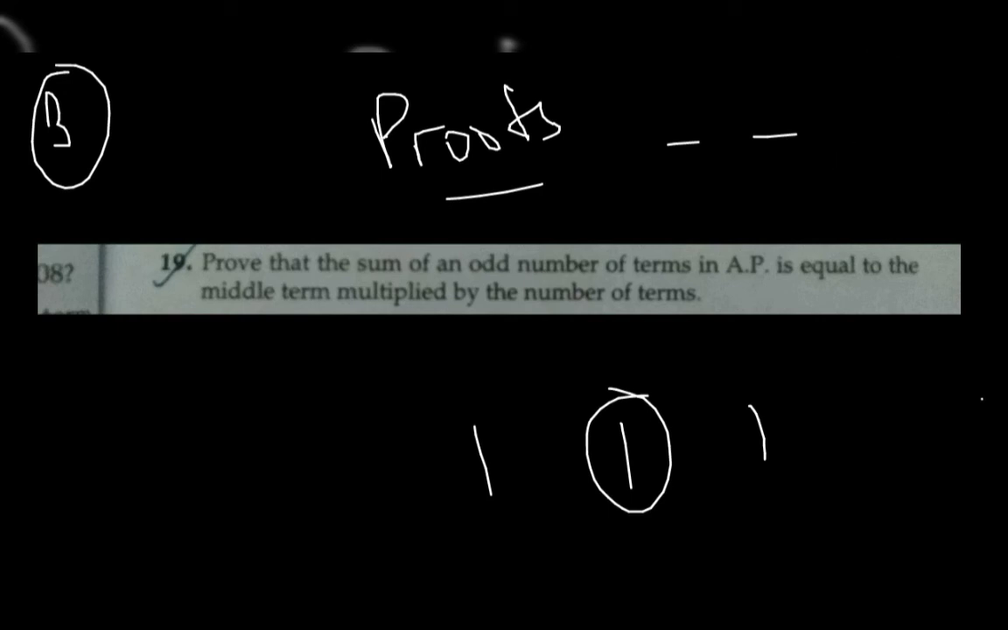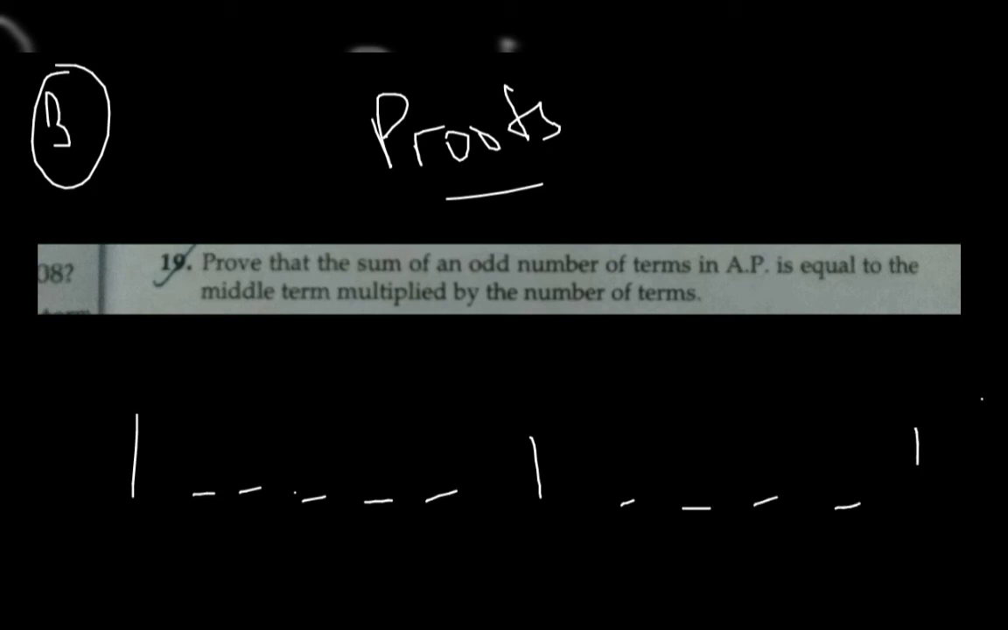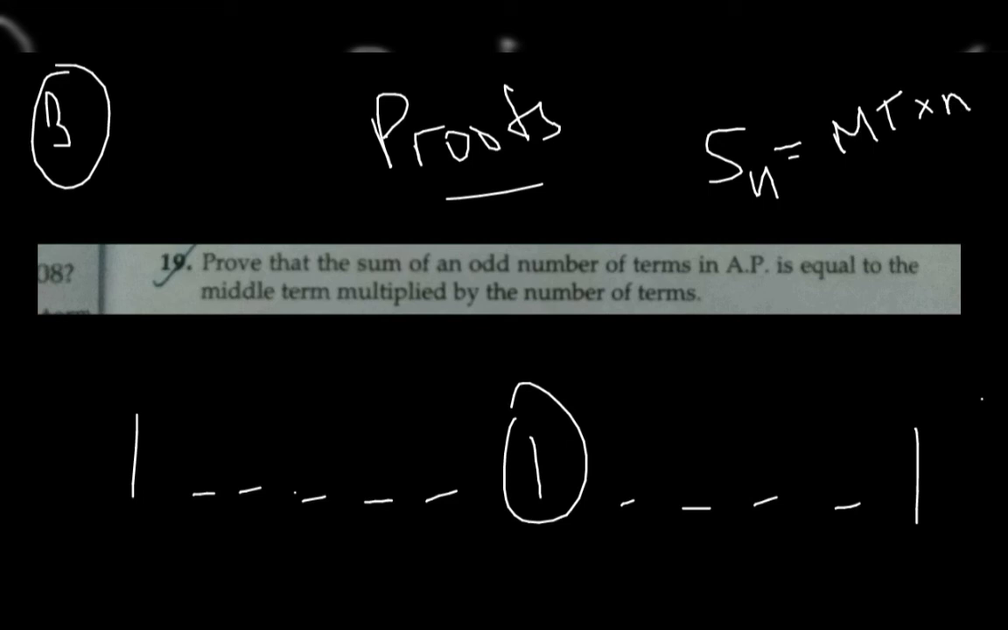So what it is saying is that this is the AP, and it has a middle term. The sum of this series will be this middle term into the number of terms. This we have to prove here. Understand this very clearly.